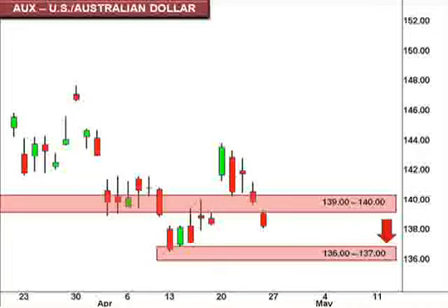And finally, the AUX, the US versus the Australian dollar. Last week we saw the AUX close just below a key focal zone within the 139 to 140 range, and at this stage we are looking at a continuation down into the 136, 137 box.